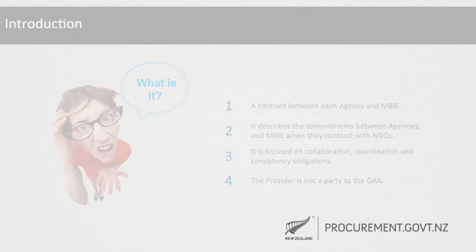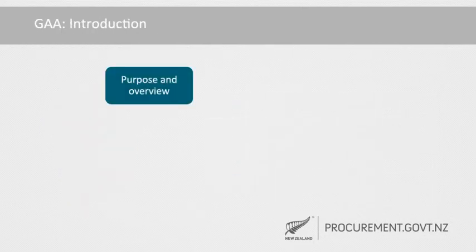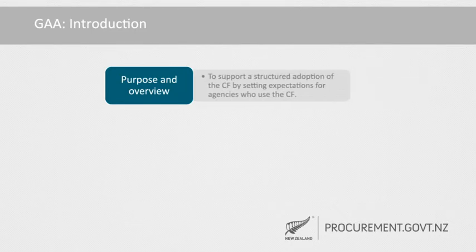The Government Agency Agreement is an important part of the contracting framework because it records the commitments that each agency and MBIE make to each other that will assist them collectively reduce the duplication of contract management effort by agencies, which in turn should reduce the compliance burden on providers. Its purpose is to support a structured adoption of the contracting framework by highlighting key areas for the agencies, such as consistency of approach, coordination, and collaboration, and setting expectations for the way agencies will approach those areas in future.